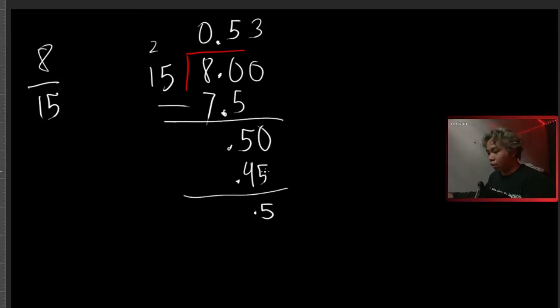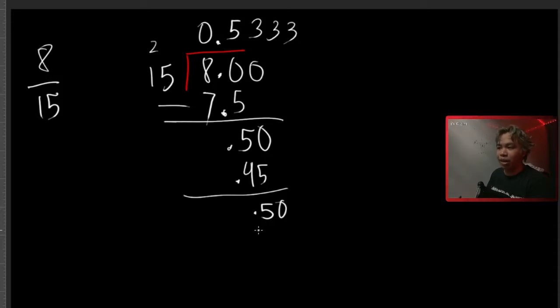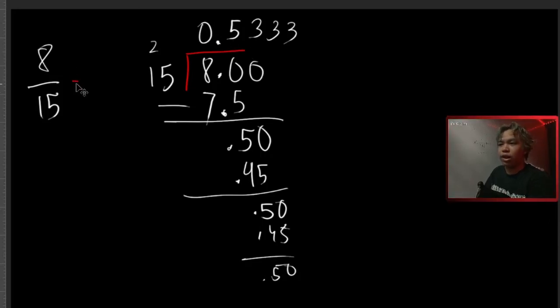So i-check ko sa calcu, 8 divided by 15 is equal to 0.533333. Lagi yung 50, tas laging 0.45, tas laging 50. So, ibig sabihin, recurring decimal. So, ang sagot natin dito sa 8 over 15 is 0.533. Tas may ganon. Ibig sabihin, nauulit yung 3.